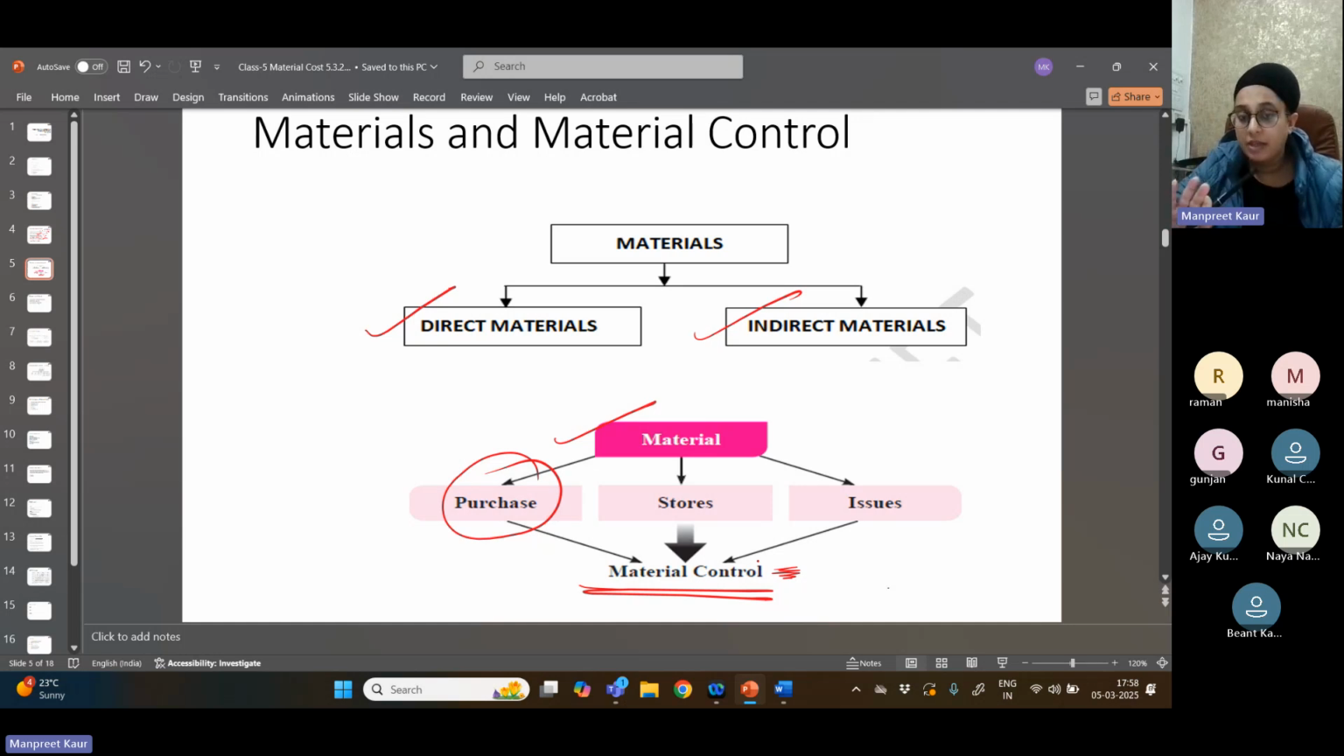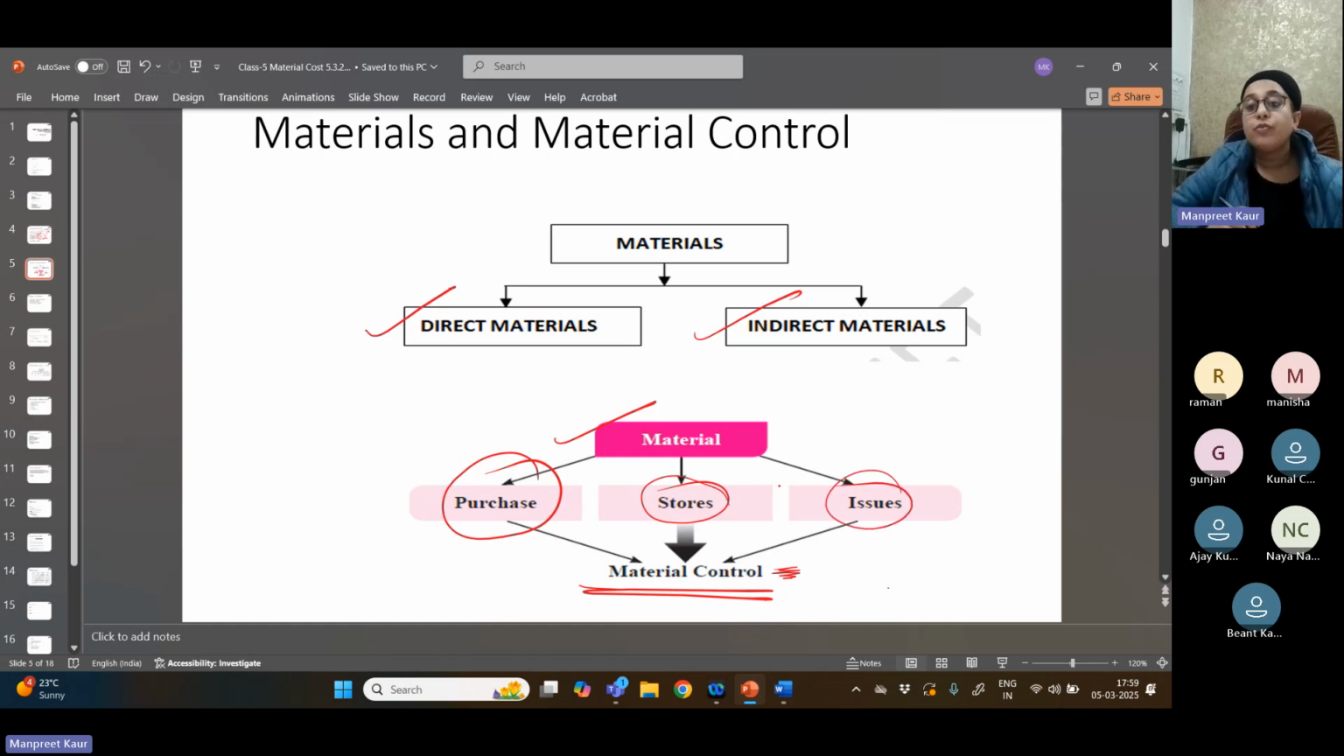Purchase should be right. At the time of stores, stores means handling, the godown, the warehouse, and while storing, it should be environment friendly. It should not happen that wood is stored and gets wet because of rain. Ultimately, the furniture industry will face a loss.